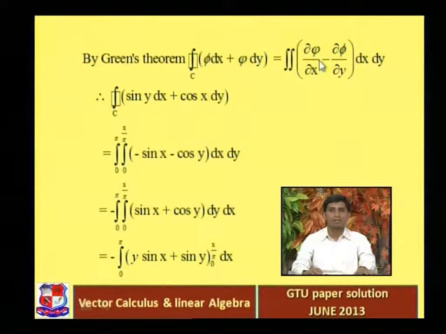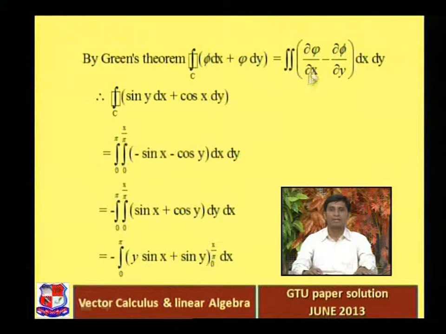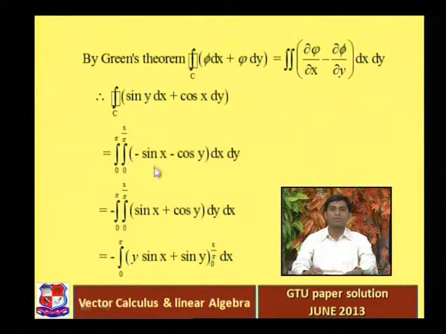x, you can see this is our del phi by del x, that is minus sin x. So put the value here, minus sin x, and this is del phi by del y. What is del phi by del y? That is cos y. So put those two values: minus sin x minus cos y dx dy. So in this double integration, the minus will be outside the integration. So minus integration from 0 to pi, 0 to x upon pi, then sin x plus cos y dy dx.